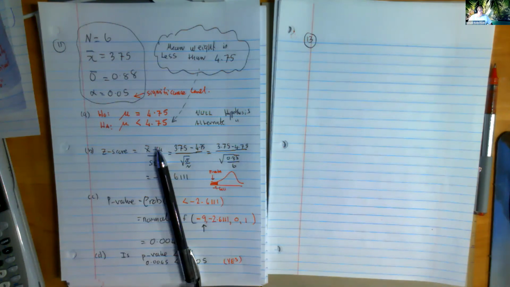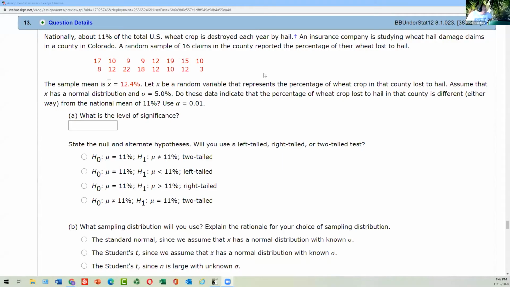Question 13 coming up in a moment. Let's show you what it looks like. Second last question. Right. Nationally, about 11% of the total US wheat crop is destroyed each year by hail.